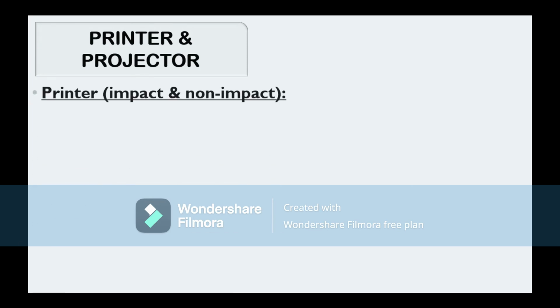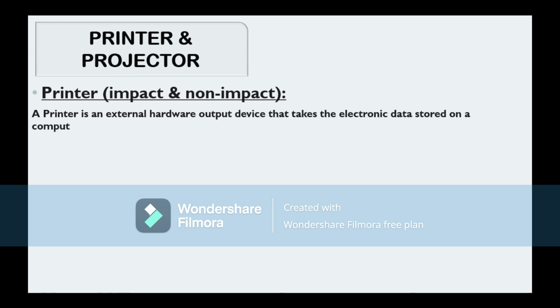And there is the printer and projector. Printers are impact or non-impact. These are types. A printer is an external hardware output device that takes the electronic data stored on a computer or other device and generates a hard copy. And there is a projector we use as a screen on a wall.